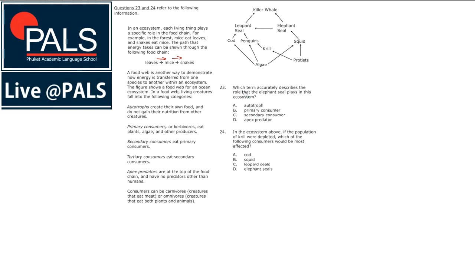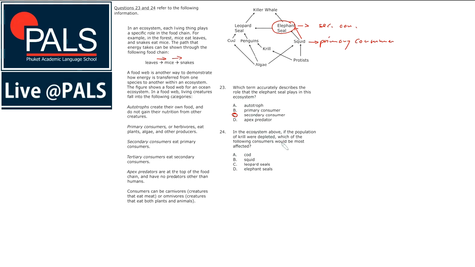And yeah, so which term accurately describes the role that the elephant seal plays in this ecosystem? Elephant seal is here. We can see that an arrow goes to the elephant seal from the squid, and that comes from the protists and algae. So protists and algae are the autotrophs, which are eaten by the squid, which is a primary consumer, and therefore the elephant seal must be a secondary consumer. Answer C.